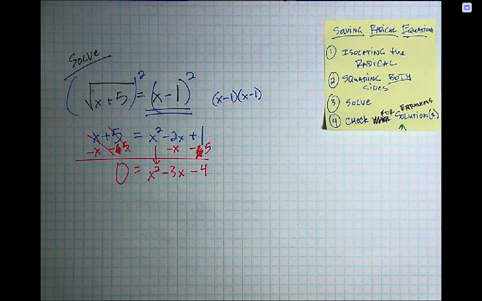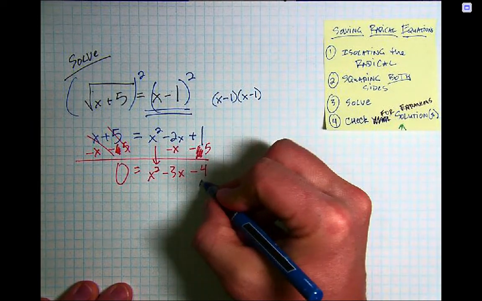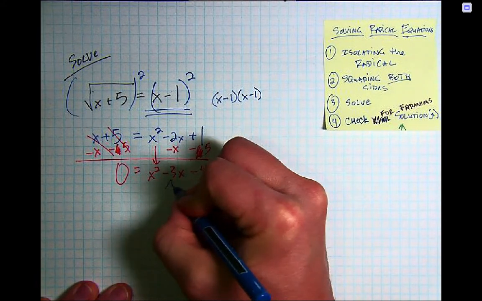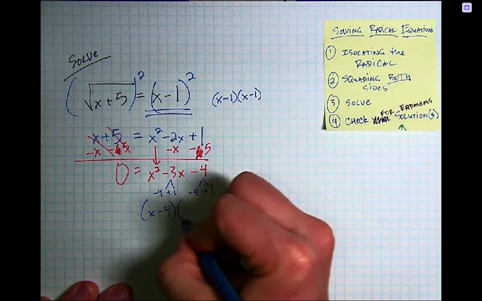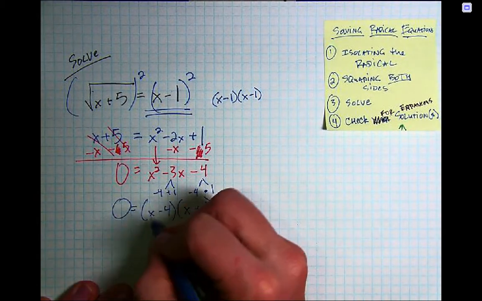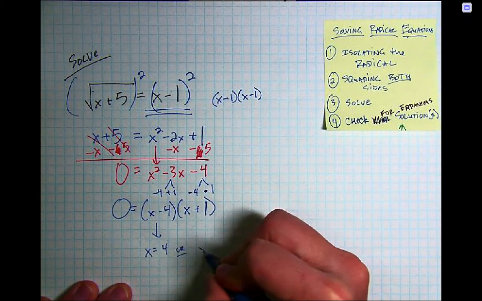I've dreamed of having a 0 on the left side of the equation. And now I can use my quadratic problem solving skills. Are we going to be able to do magic numbers? Let's see. Negative 4 times 1. Negative 4 plus 1. So this is x minus 4 times x plus 1. And my two solutions are going to be either x equals 4 or x equals negative 1.